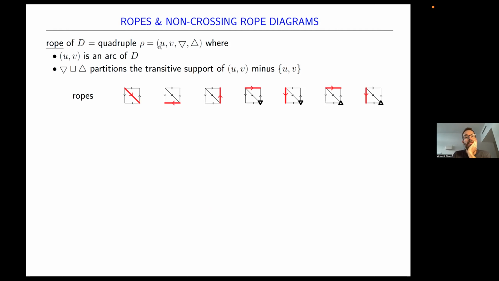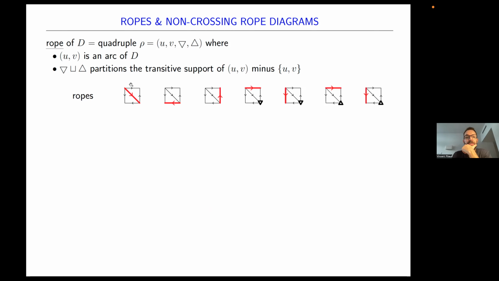Okay, so it should just remind you of an arc. An arc was A, B, so two points, and then a partition of everything in between. It's exactly the same. The down triangles were the points that were below my arc, and the up triangles were the points which are above the arc. It's exactly the same here, except it's on the graph instead of being on the line.